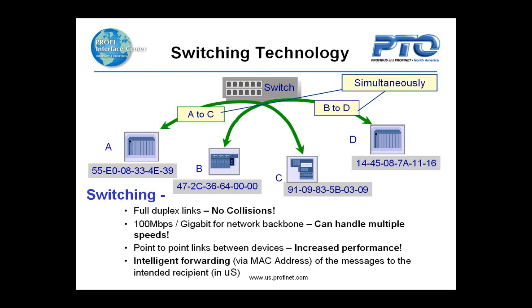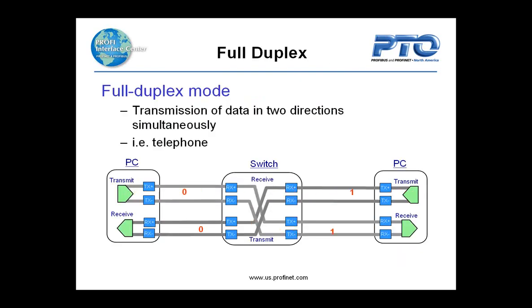So the problem we had before, where the network was becoming loaded, is greatly decreased when we use switches. So we have that increased performance now. And again, that's because we use full duplex, so you can have transmission of the data in both directions simultaneously.